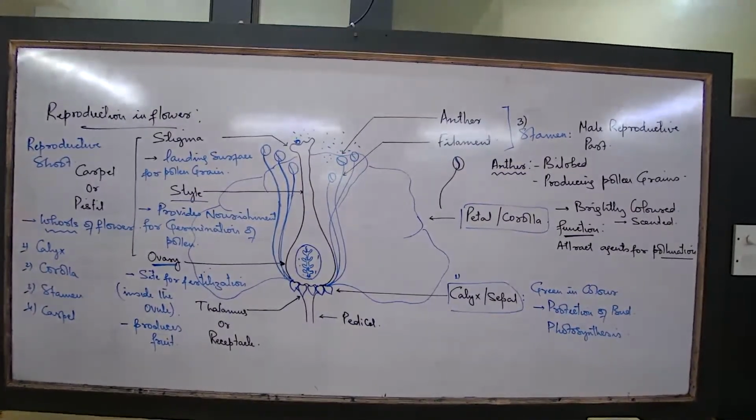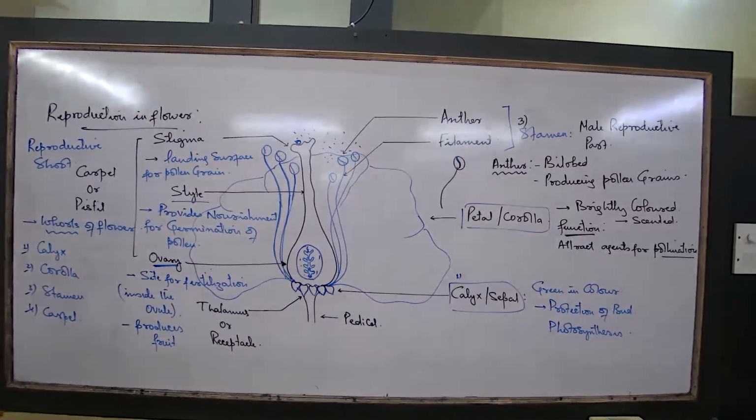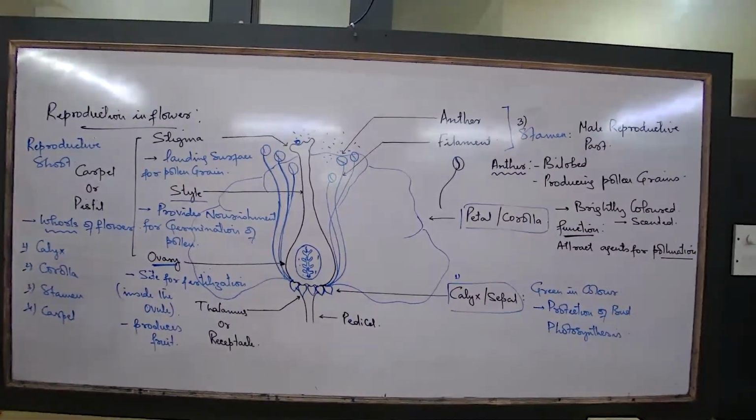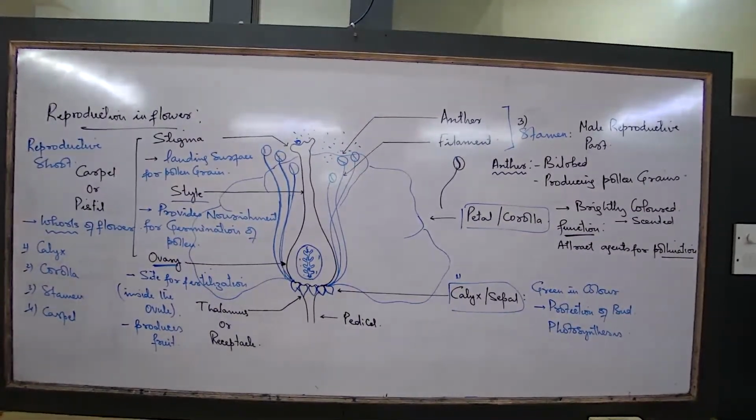Together they are known as a stamen. So what is the male reproductive part that you have to write? That is the stamen, consisting of anther and filament.